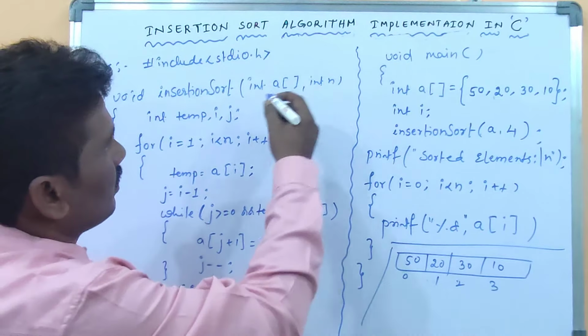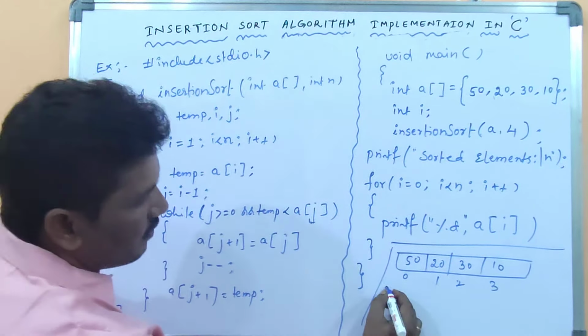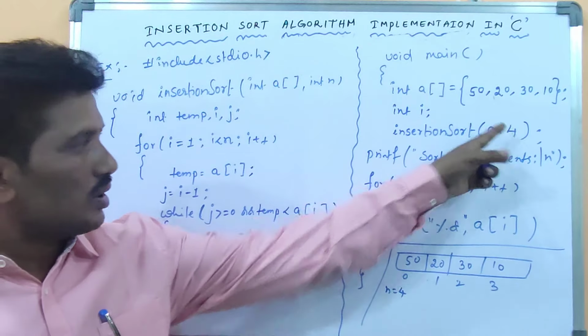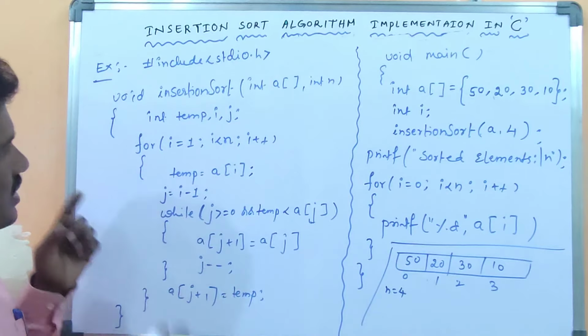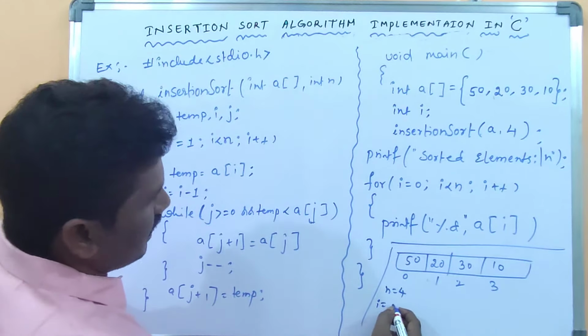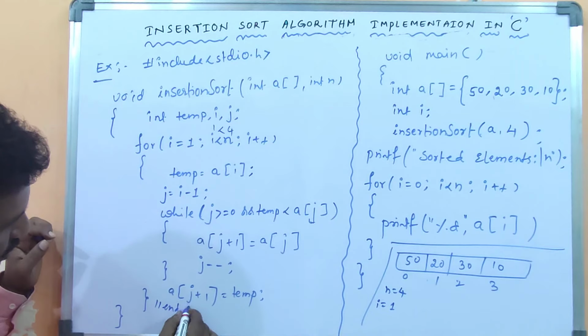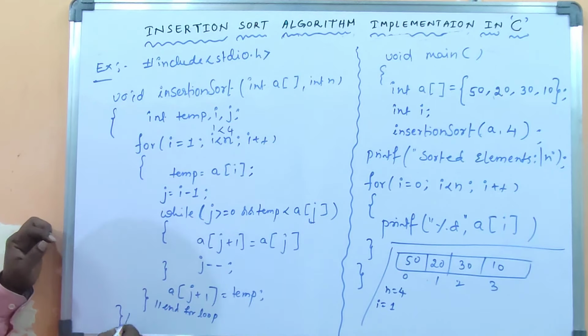Here the size will be 4, the n value should be 4. All the elements will come to here, and the n value should be 4. These local variables, temp, i and j, are required for this function. Then i equal to 1, the i should be 1. 1 less than 4, the condition returns true. Since it is true, it will enter into the body of the loop. Here end for loop, end function, for our understanding purpose.